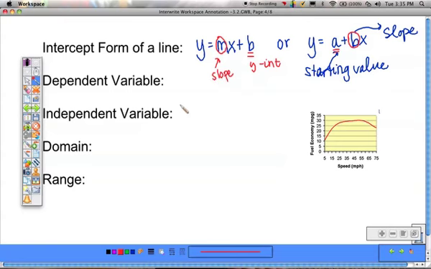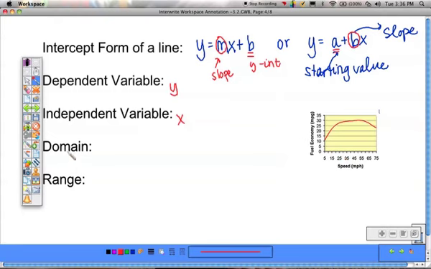Okay. The dependent variable is usually the y. The independent variable is usually the x. An example is speed and fuel economy. The fuel economy is dependent because it depends on the speed or how fast you're going. So again, the independent is usually x, the horizontal. The dependent is usually the y value, and it's usually the vertical. And in this case, the fuel economy depends on the speed.